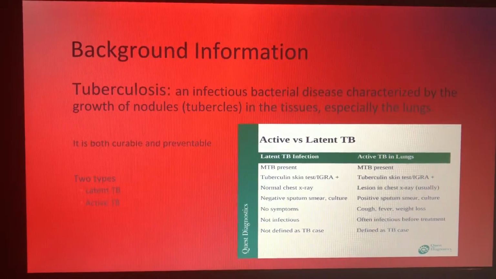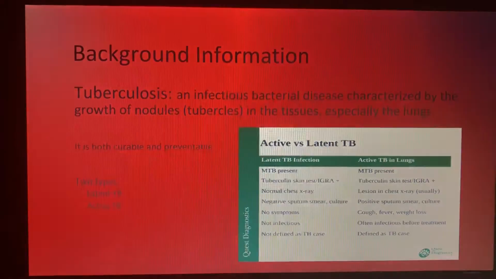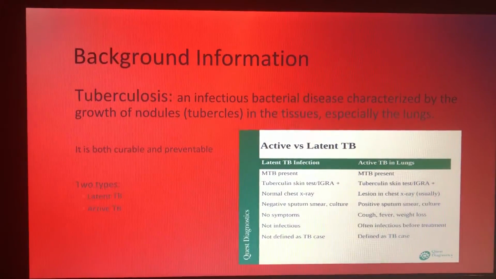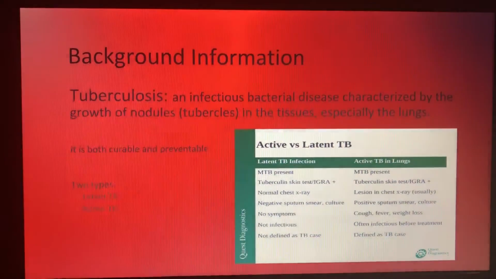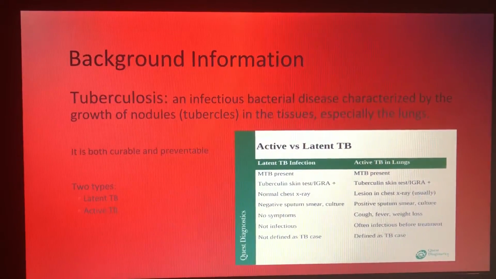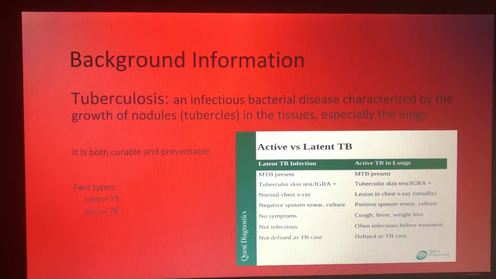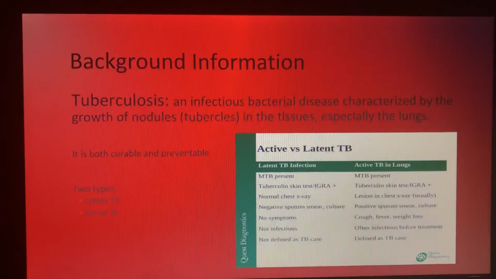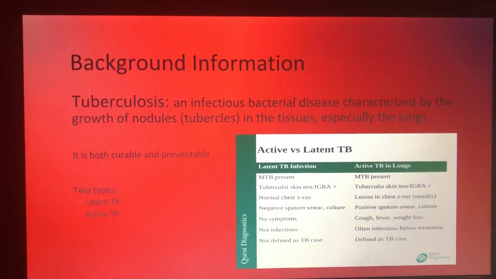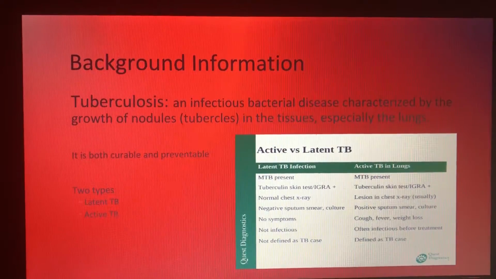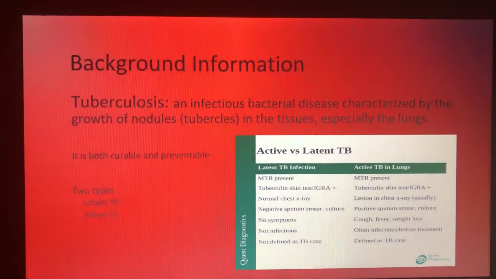With an active TB in the lungs, you're going to have a positive skin test. It's going to show white lesions in the chest x-ray and a positive sputum culture. You're going to have all of the signs and symptoms of active tuberculosis, such as cough, fever, and weight loss. It's often infectious before treatment, and this is defined as an actual TB case.